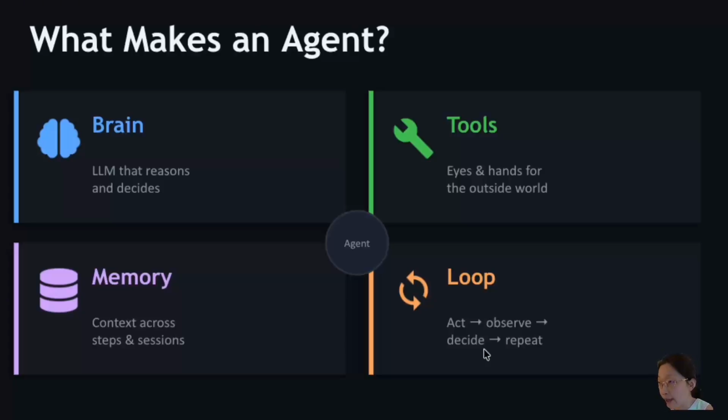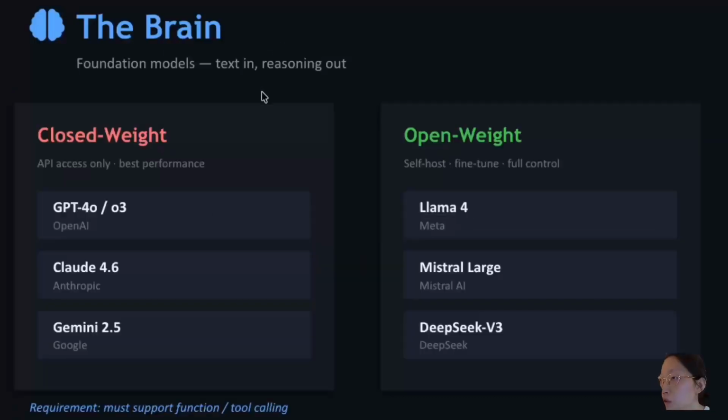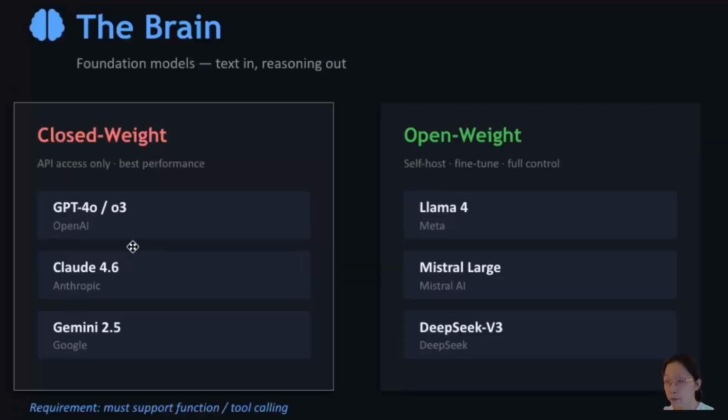So on a high level, we need these four components. We need the brain, essentially the foundational models. We need the tools. You can think about how we convert the language into action. We also need memory to be consistent. And lastly, we need a loop, a feedback loop, to understand what to do next. So let's start with the brain.